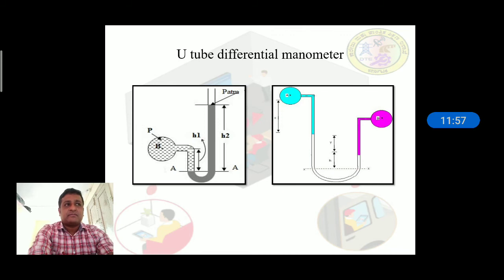It can be seen that the level of the filling liquid in the leg where the pressure is applied, the left leg of the tube, has dropped, while that in the right leg it has risen. A scale is fitted between the tubes to enable us to measure the displacement.